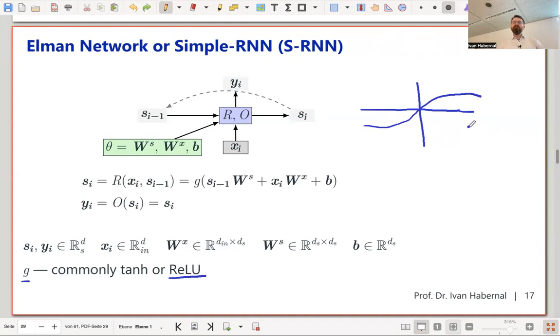Yeah, it's from minus one to plus one. Okay, so this is tanh, and it is some expression like exp(x) over something like that. So you can look it up. The ReLU or tanh, but it's non-learned. This is important.